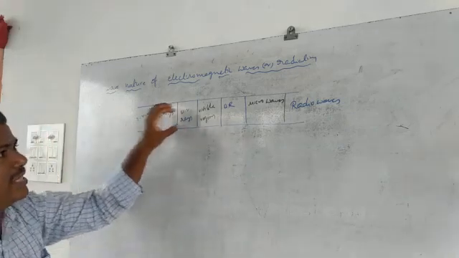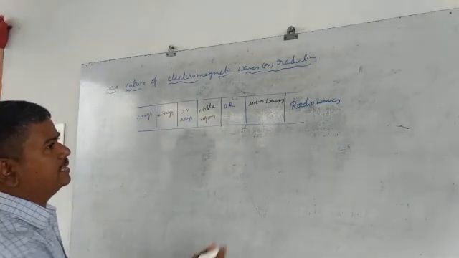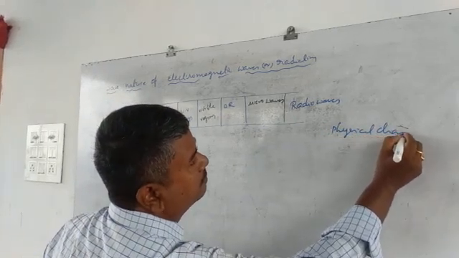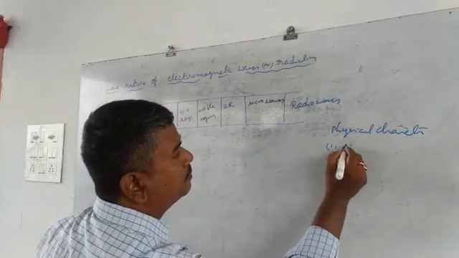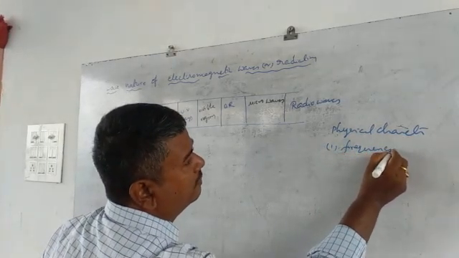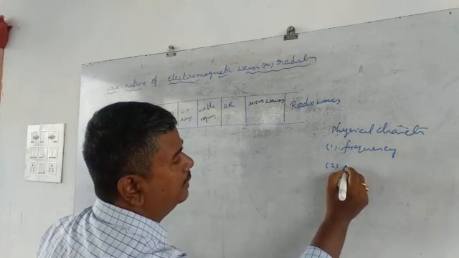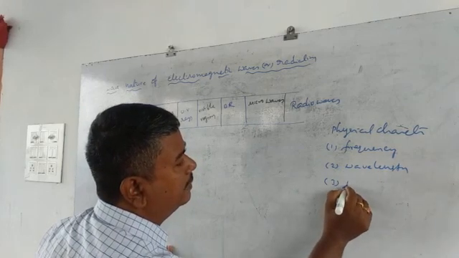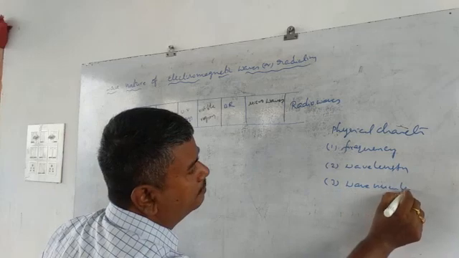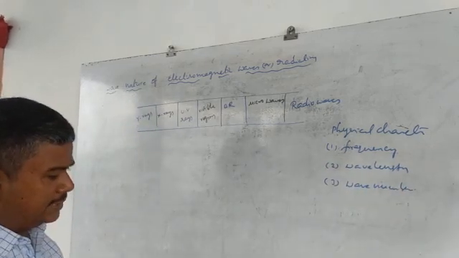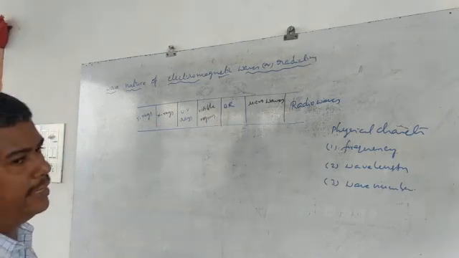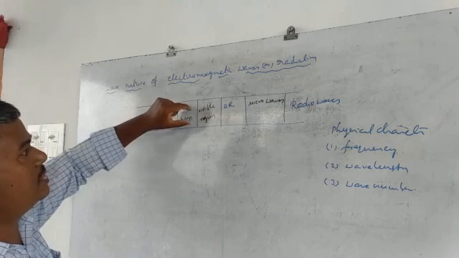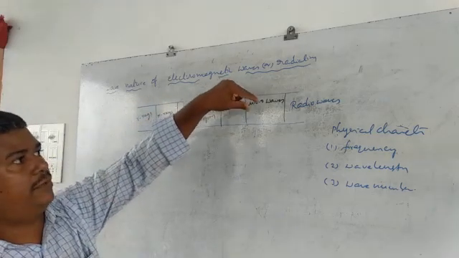So these waves are distinguished on some physical characters like frequency and wavelength and wave number. So depending upon these physical characters, these waves will be classified. So gamma rays, X-rays, as well as which one? UV rays, visible, IR and microwaves, radio waves.